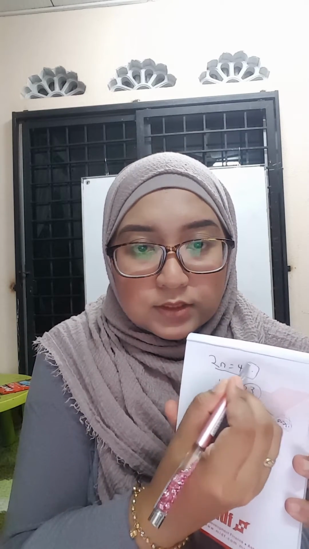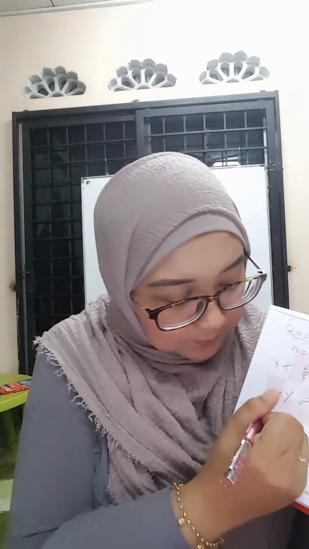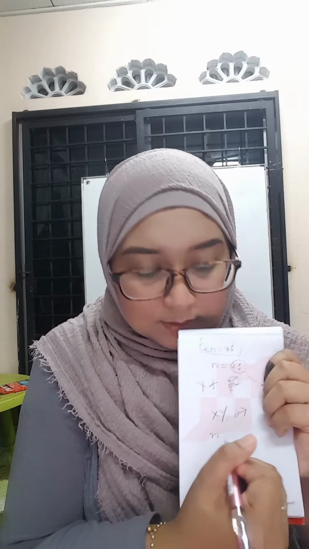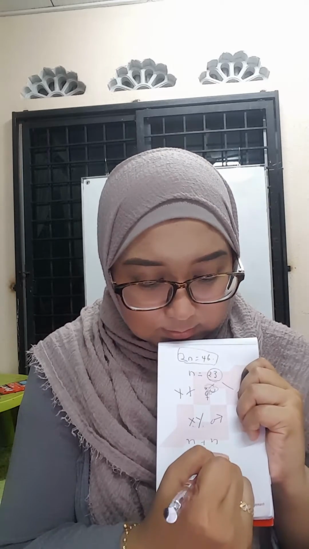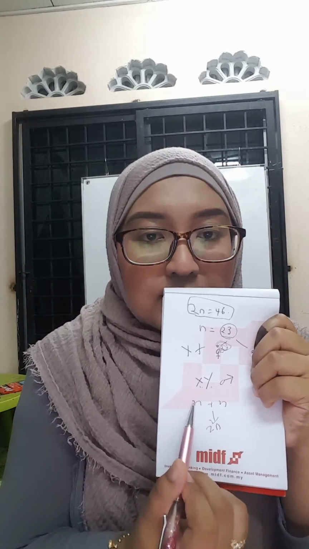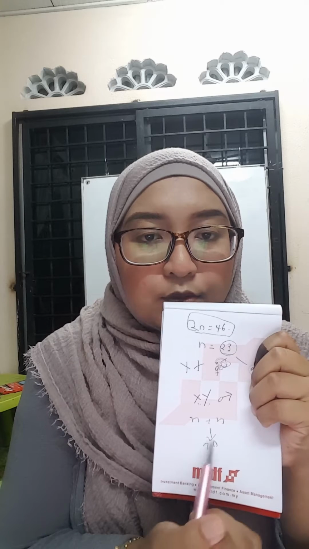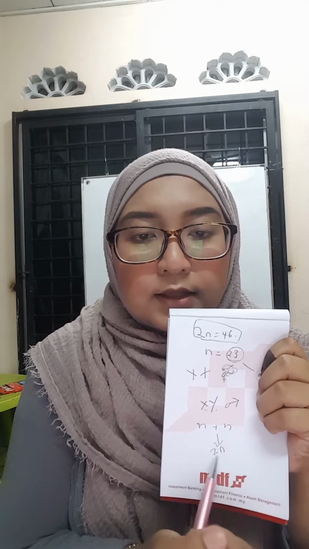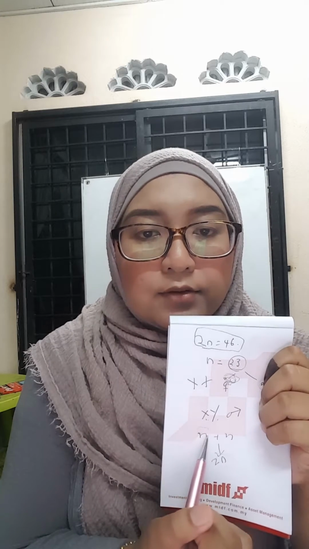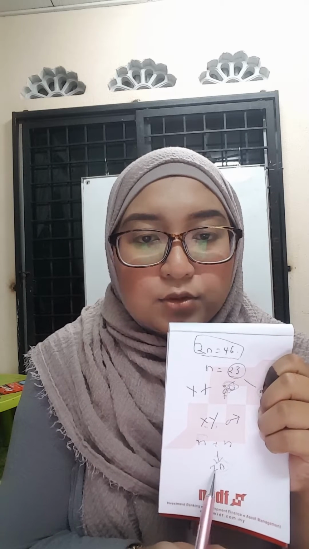So yang 2N equal to 46 ni is actually coming from father and mother. Maksudnya satu set coming from mother plus another one set from father, dia akan jadi 2N. That's why 1N is 23, tambah lagi 23, dia akan jadi 2N equals to 46. Sperm from father, ovum from mother, and this is the baby. Okay, the baby is 2N equal to 46.